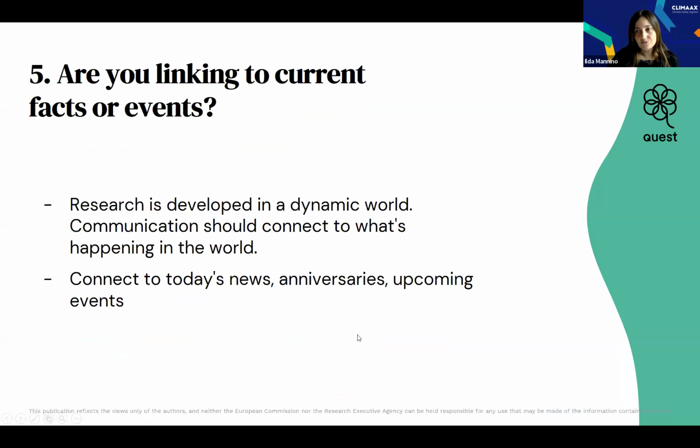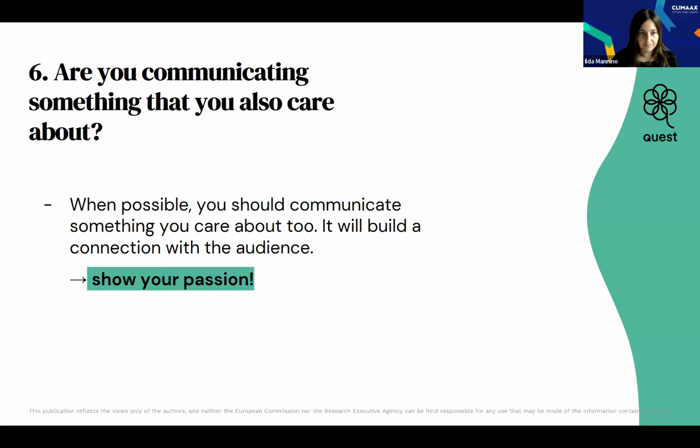Other aspects to frame your message well are to link to today's news, anniversaries, upcoming events. So whatever can be familiar to your audience. Staying on the previous example, for the Italians, in this period we are experiencing a lot of floods, especially in the center of Italy. Linking to that can raise the curiosity, but also the interest of your public.